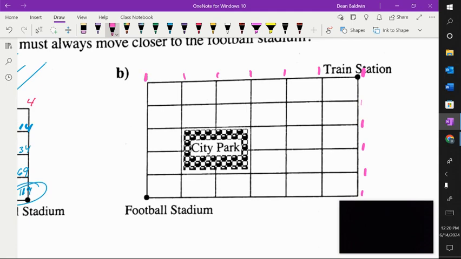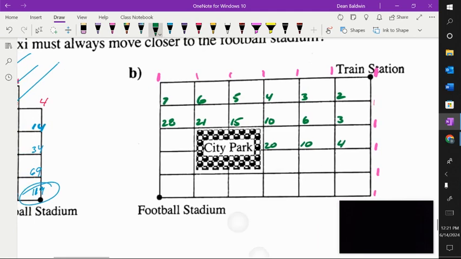All the numbers in the center. 2, 3, 6, 7. Go to the next row. 3, 6, 10, 21, 28. Kind of stop there because you can't go into the park.